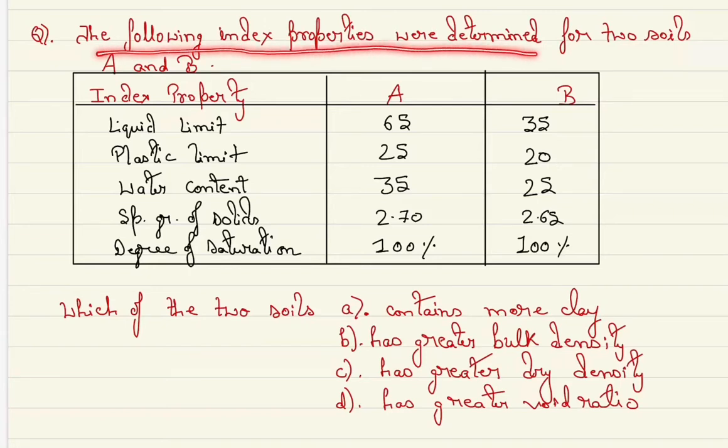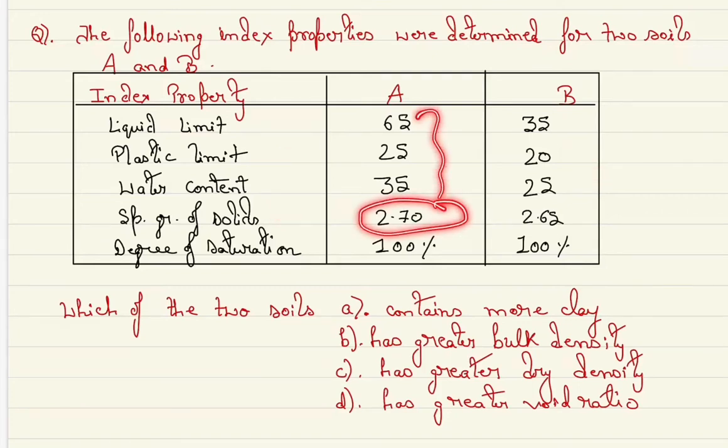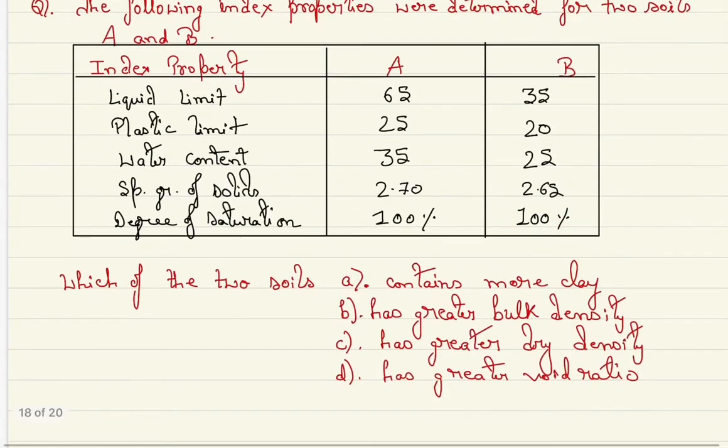The following index properties were determined for the two soils A and B. There are two soils, soil A and soil B, and some of the index properties of the soil have been given here. Liquid limit for A is 65, for B it's 35. Plastic limit, water content, specific gravity is 2.70. Definitely these are in percentage. Specific gravity of solids 2.70 and 2.65, and degree of saturation is 100% for both the cases.